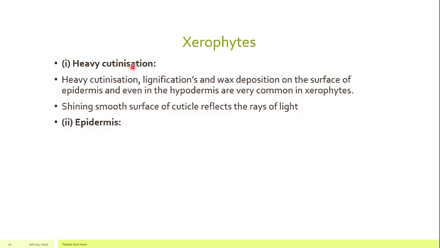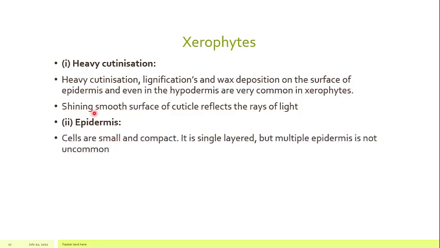Now the second part, the epidermis. In the anatomy of the xerophytes, the epidermis cells are small and compact. It is single layered, but multiple epidermis is not uncommon. Mostly there is a heavy cutinization on the surface of the leaves, and after the cutin there is a single layer of epidermis, but in many xerophytic plants there are multiple layers of epidermal cells present after the cutin.